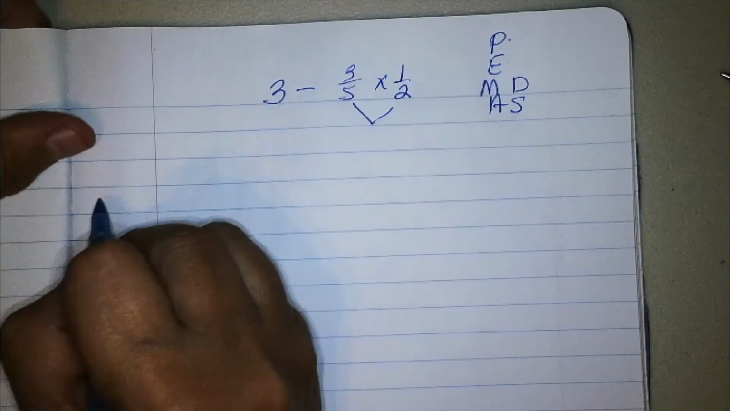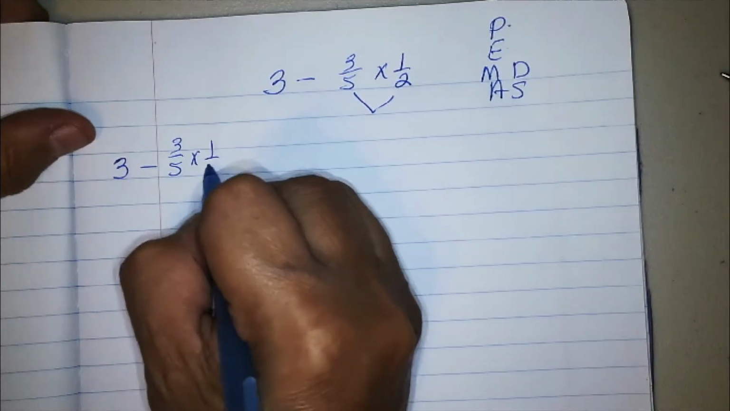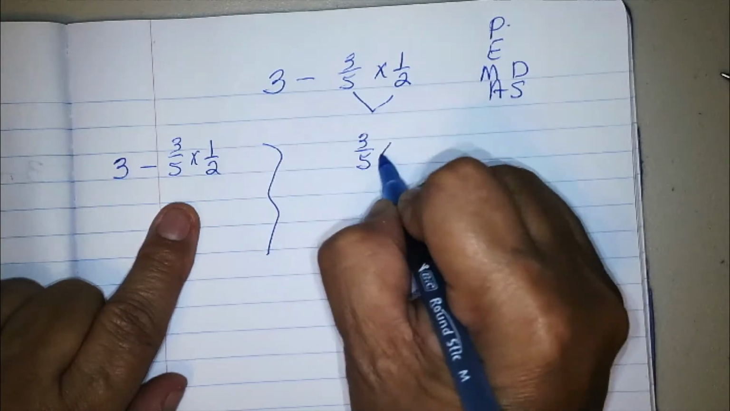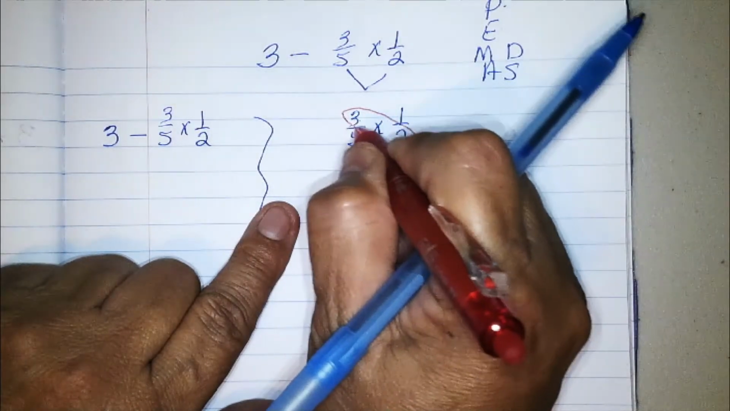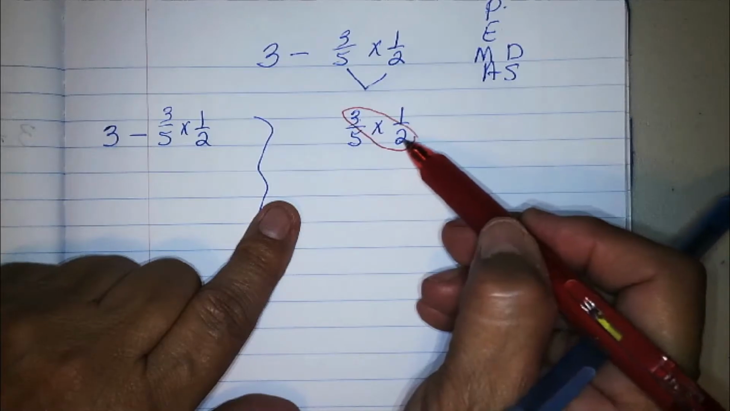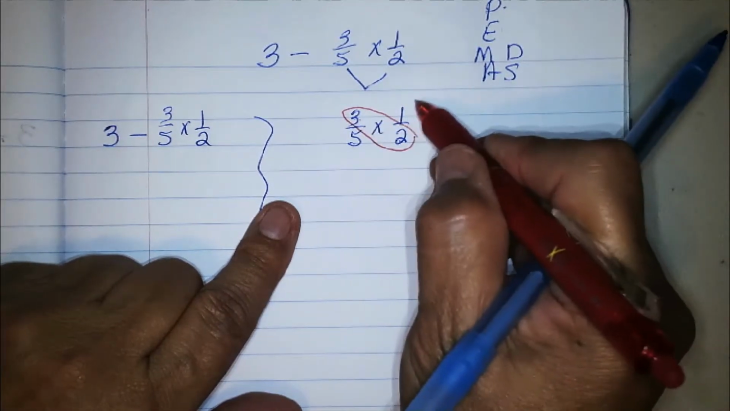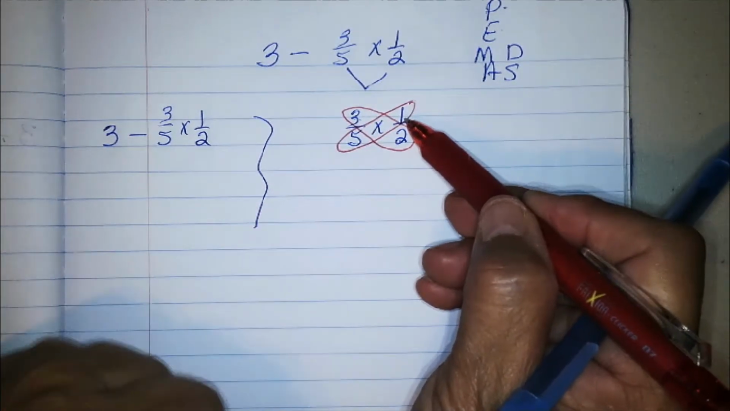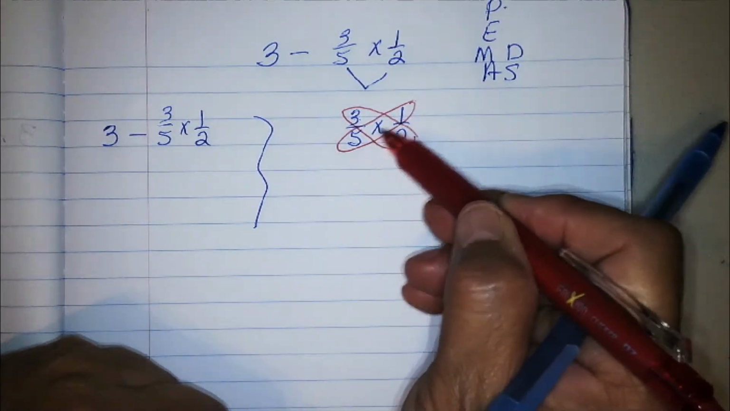So let's go ahead and write the problem here. I have 3 minus 3/5 times 1/2, and let's multiply. 3/5 times 1/2. I look at the upper left and the lower right, and I ask myself if anything simplifies. Does 2 go into 3 evenly? No, it doesn't. So then I look at the other two numbers, and I notice that that's a 1, and there's nothing there to reduce. So there's nothing to do here.